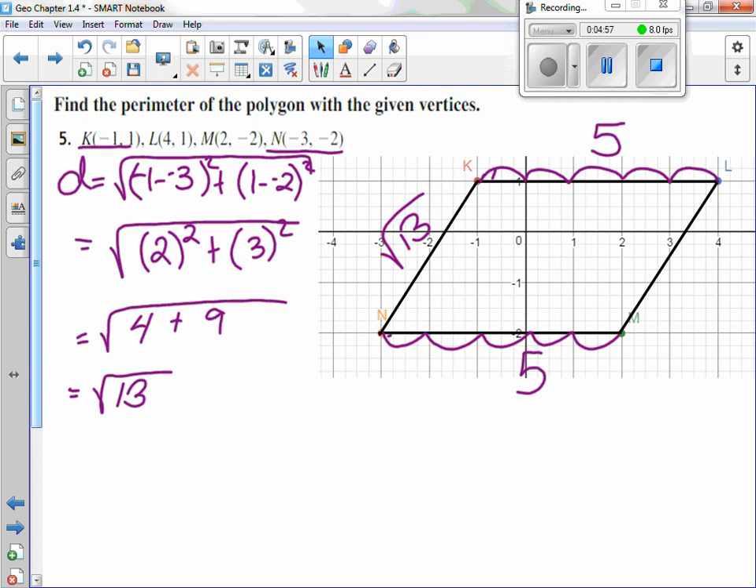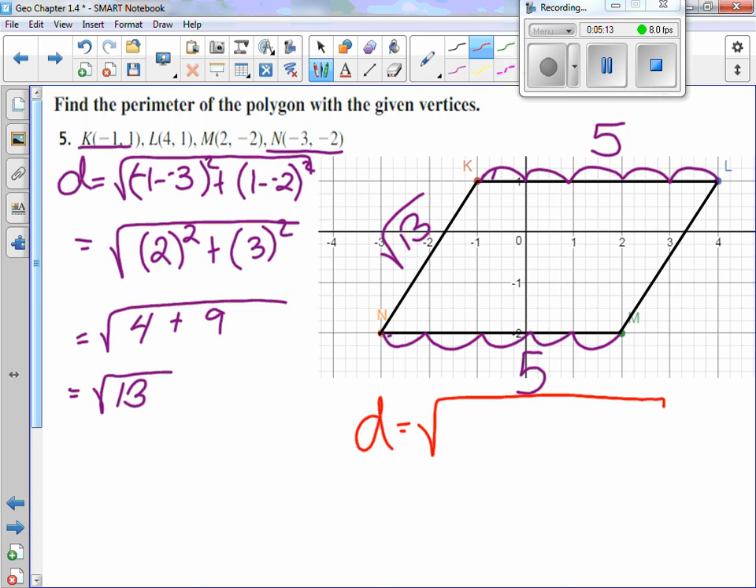So what do we have to do next? The other side, L to M. Possibly. Because if we know our properties of triangles, we could say that. If we know that this is definitely a parallelogram, we could possibly say that. But do we know either of those things? No. So we're going to go on and show it.